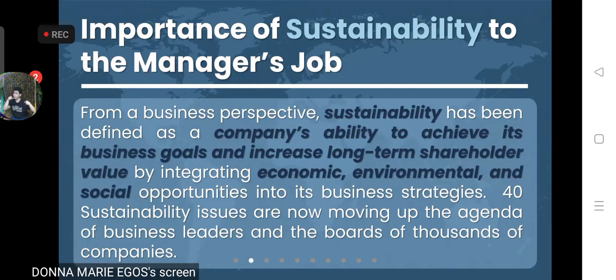From a business perspective, sustainability has been defined as a company's ability to achieve its business goals and increase long-term shareholder value by integrating economic, environmental, and social opportunities into its business strategies. Sustainability issues are now moving up the agenda of business leaders and the boards of thousands of companies.